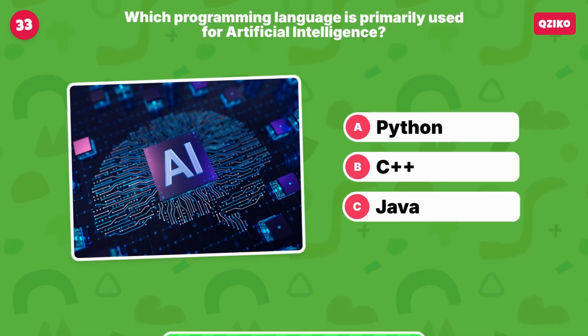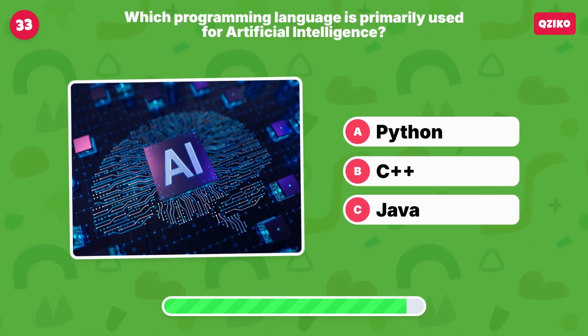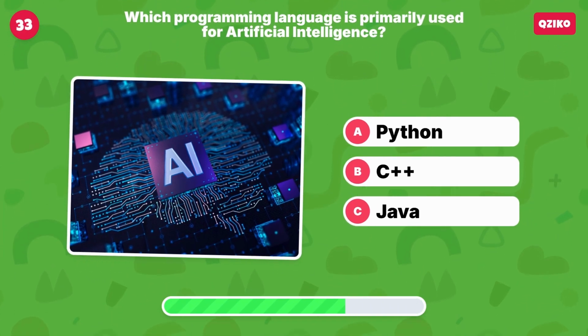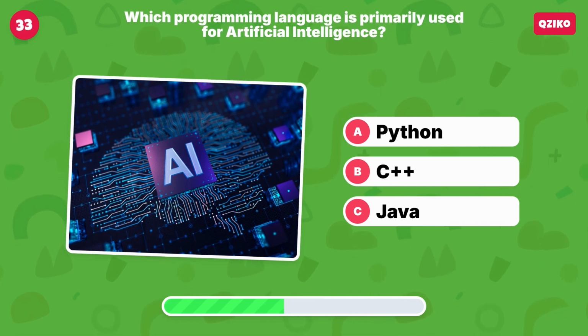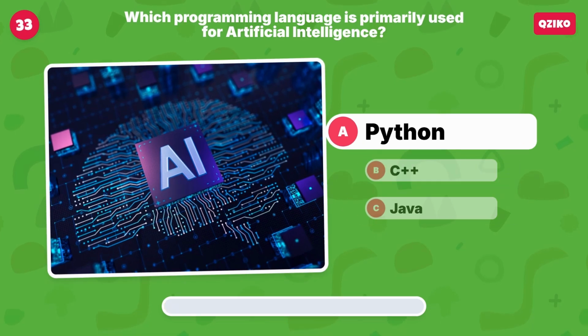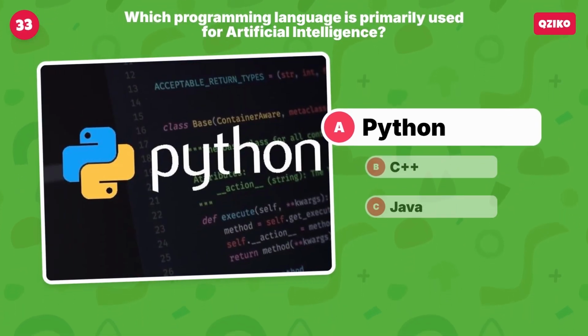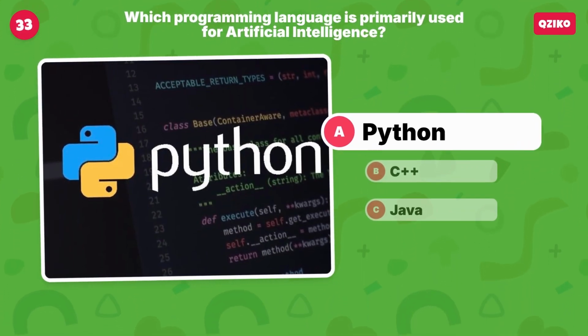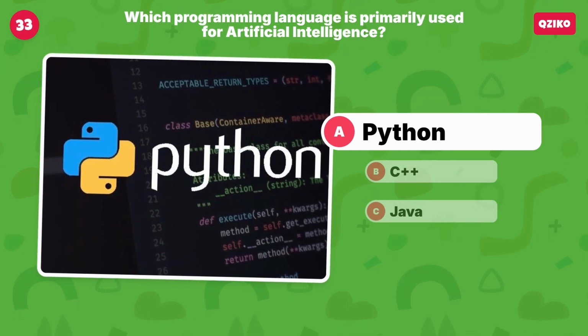Which programming language is primarily used for artificial intelligence? Python, C++, or Java? Python is widely used in AI for its simplicity and extensive libraries.